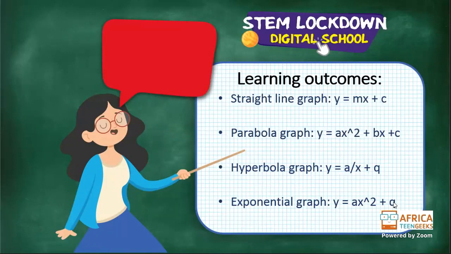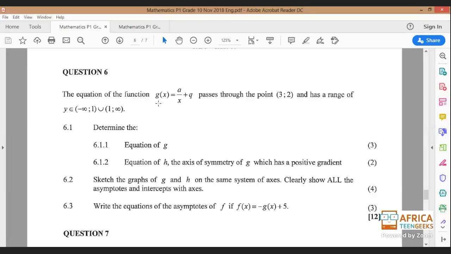So now, if you go back to the question, it says the equation of the function g of x, a over x plus q, passes through the point (3; 2) and has a range y is an element of (-infinity; 1) and (1; infinity). So basically we know the range, which is the line of the asymptote, guys. It's given by y equals 1. So it says determine the equation of g.